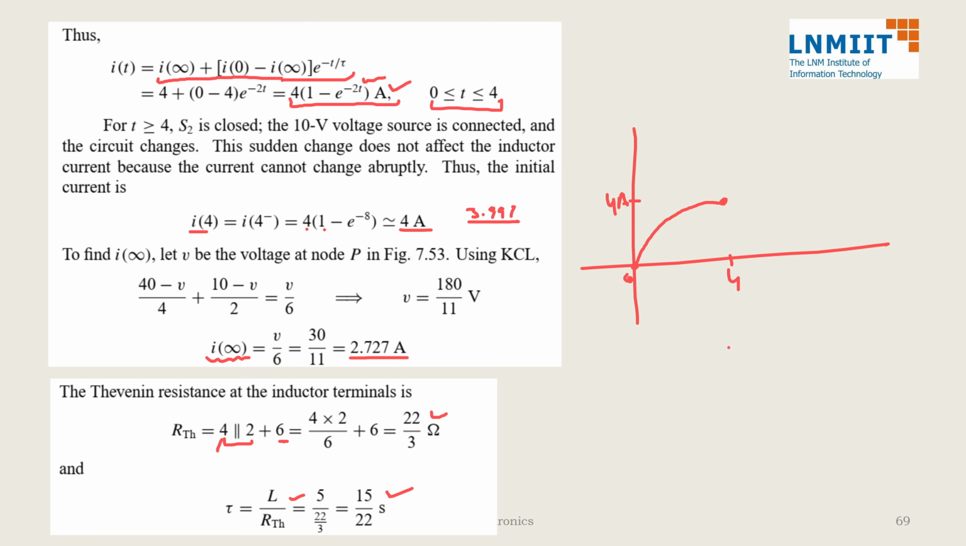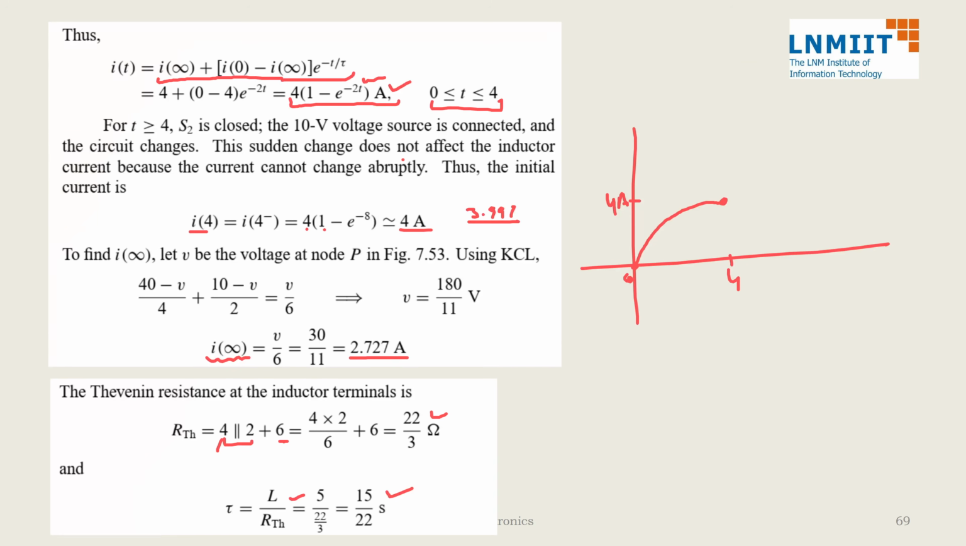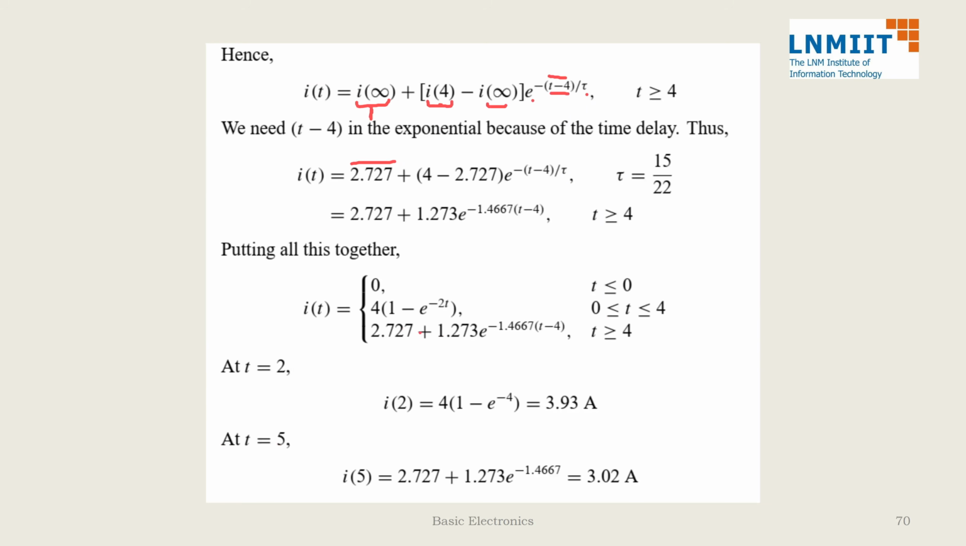So what will be my equation for t greater than 4? That will be I infinity plus I initial, initial meaning I at 4, minus I infinity, times e raised to power minus (t minus 4) by tau, because it is for t greater than 4. So I infinity is this, which we just calculated here. I initial at 4 is this. I final is this. And this is our equation.